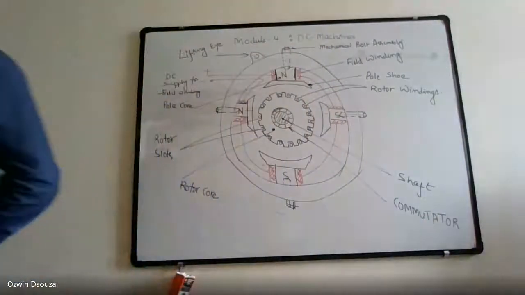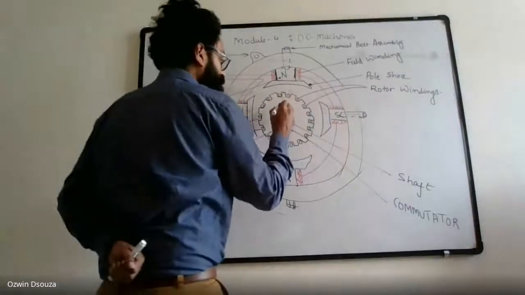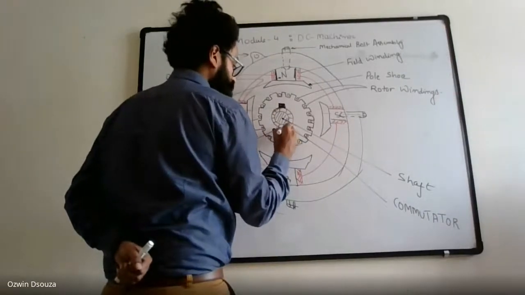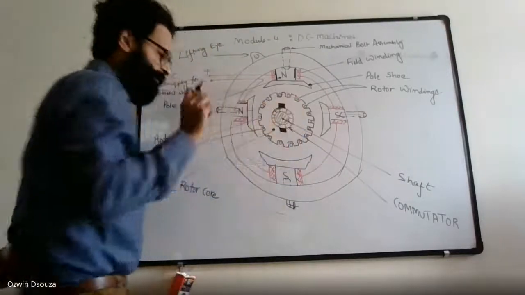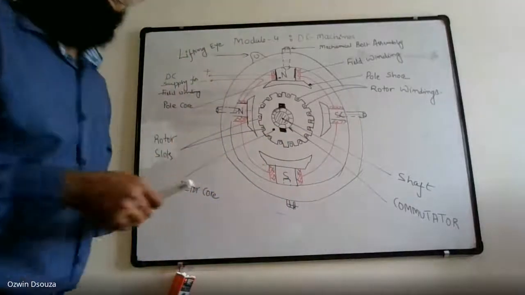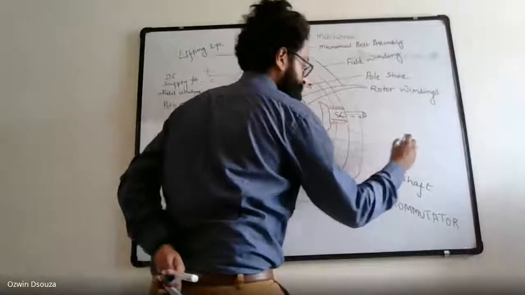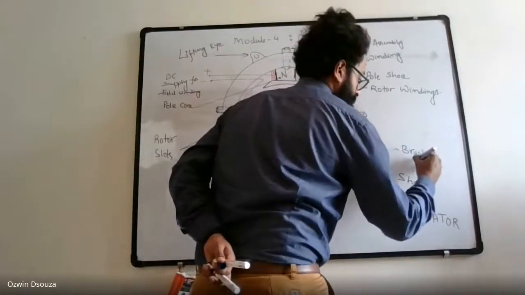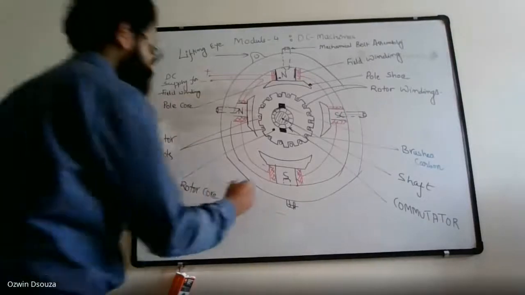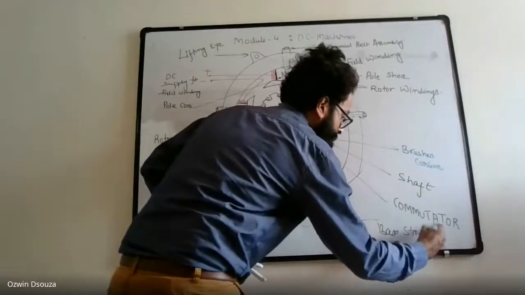Okay. The commutator is used to convert a bidirectional current into a unidirectional current. That's your commutator. And pressing against the commutator segment, you have brushes. So the two small square shaped boxes refers to the brushes. Okay. So let me use probably a different color. Okay. So these are brushes, made up of carbon material. And finally, yes, you need to have a foundation for the DC machine. So this is your base stand.